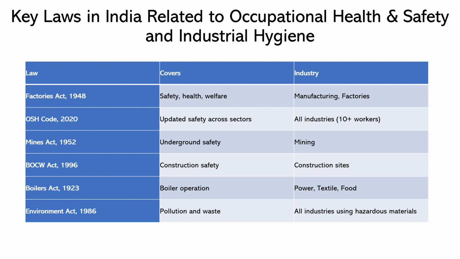Now next one is the Occupational Safety, Health and Working Conditions Code 2020. This is a recent law. Now this consolidates and replaces old labor laws, including the Factories Act, for better coverage and updated safety standards.